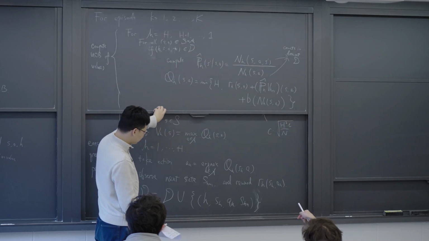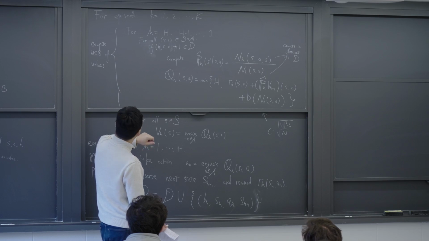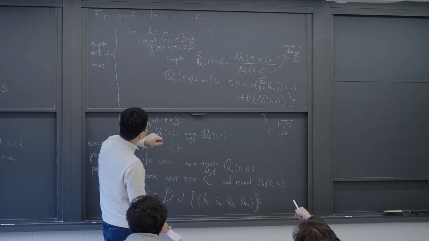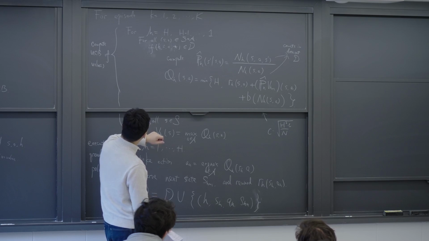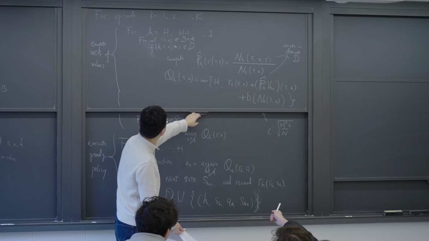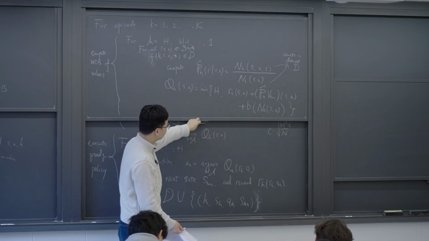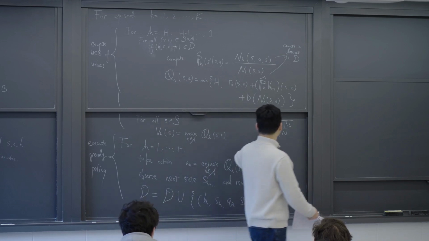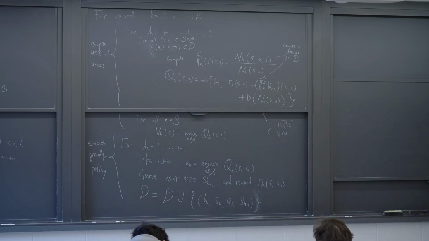Wait, so what is the D of NHSA again? At the end of that QHSA line, the minimal... Sorry, what is that again? Okay, the bonus. I see. Oh, this one? Yeah, this is our choice of bonus. Yeah, we'll talk about that.